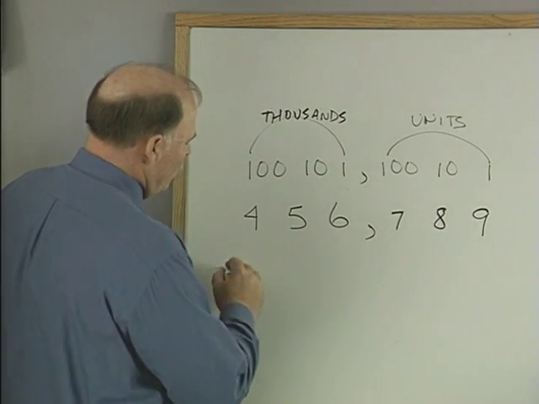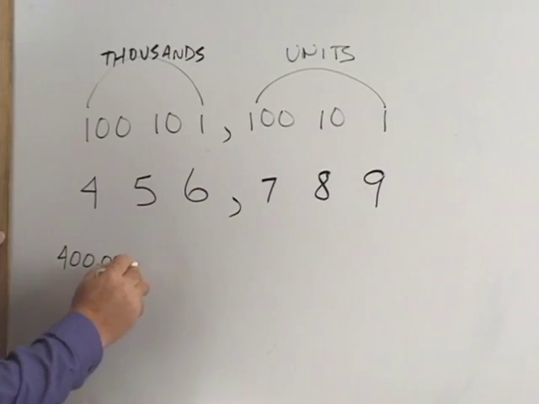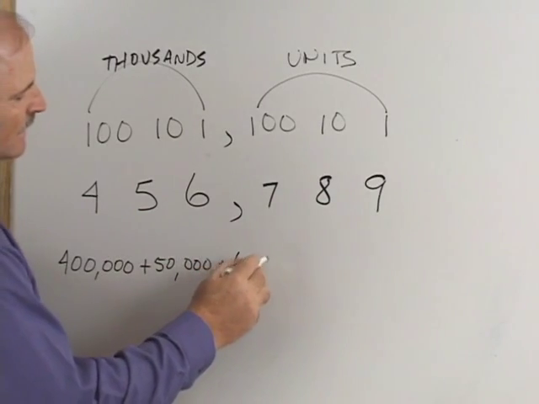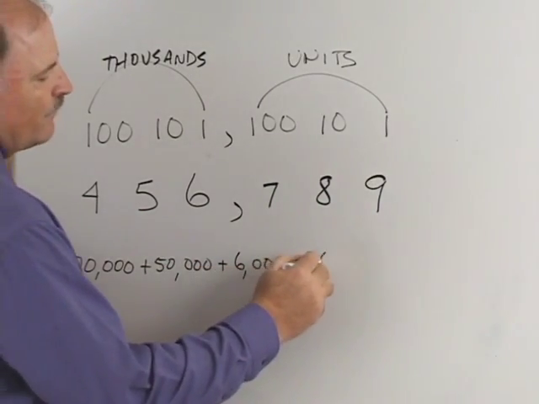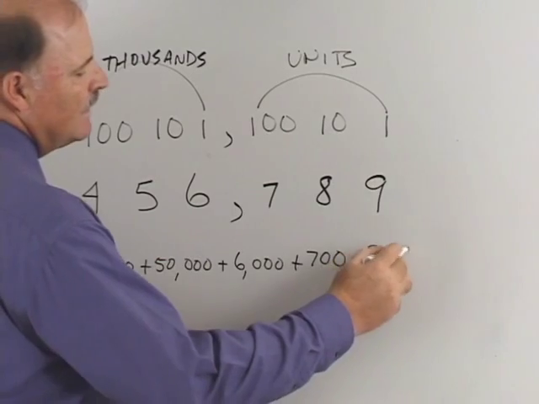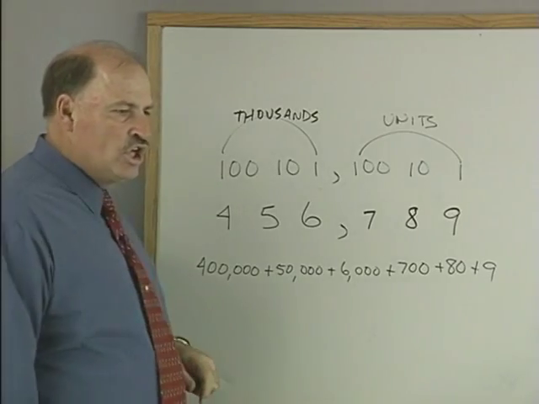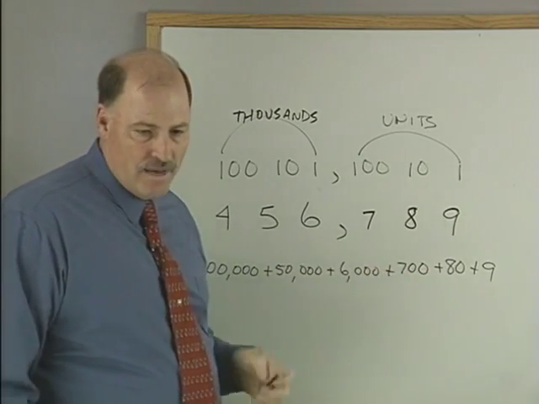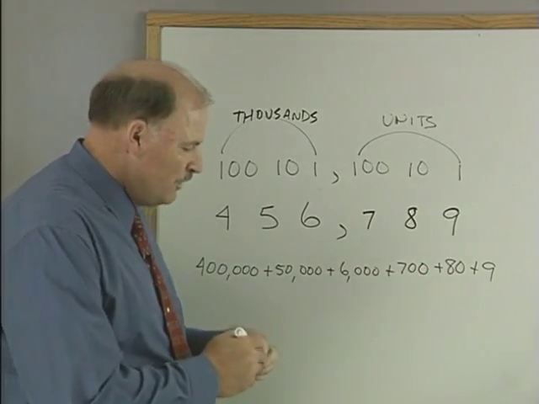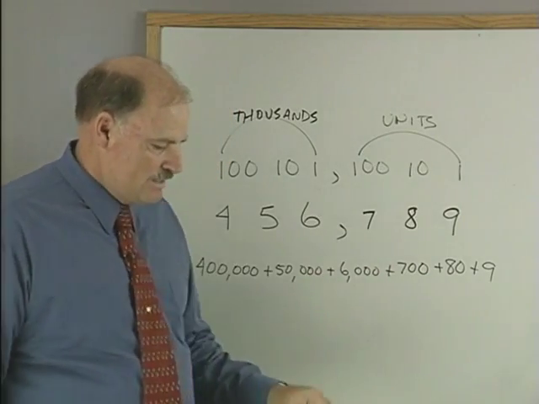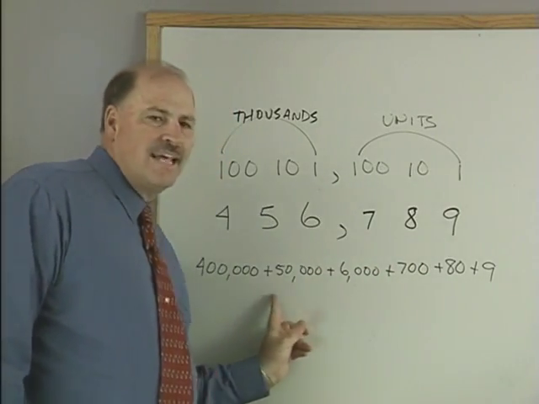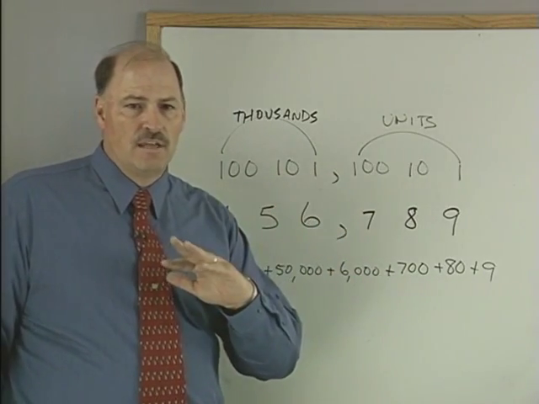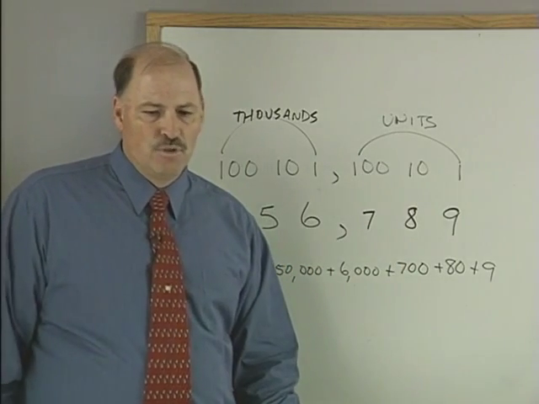Watch. Here's 400,000 plus 50,000 plus 6,000 plus 700 plus 80 plus 9. And that's one thing that's nice about this. You don't have to put all these zeros in, right? But if you took the zeros out, you'd have the exact same number as this. Now, this place value notation, teachers, can be a real asset to some kids. It can be a little confusing to other kids. You make the determination of how much you want to use it or not use it.